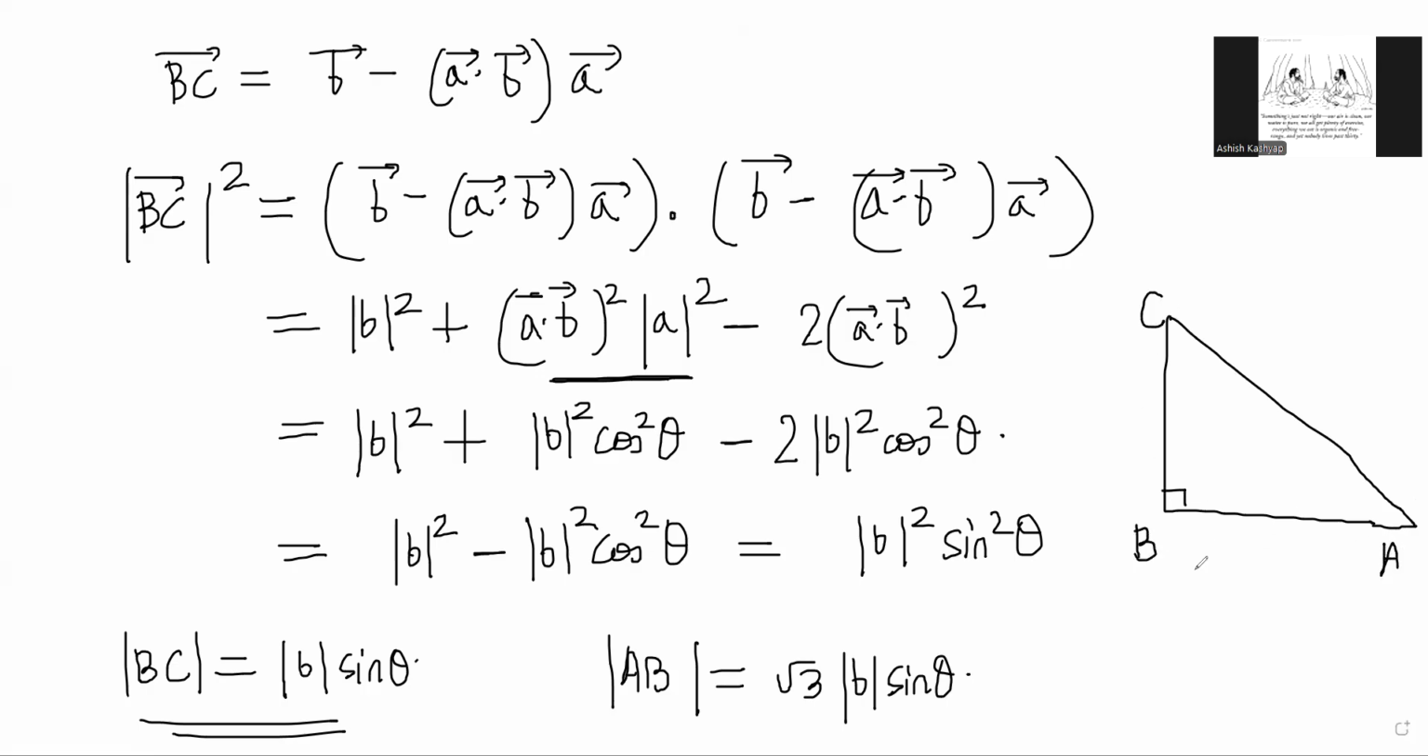ABC. And we know this is root 3 mod B sine theta and BC is mod B sine theta, right? So we can clearly see that the ratio of these two is 1 by root 3. So this angle should be 30 degrees and this angle should be 60 degrees. So by simple geometry, we are getting that this is a triangle with angles 60, 30 and 90.